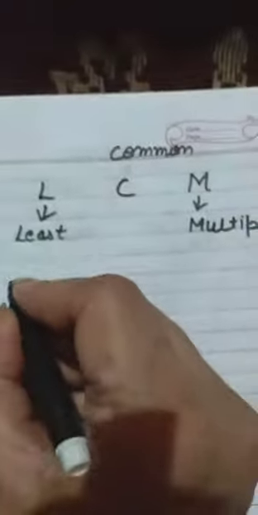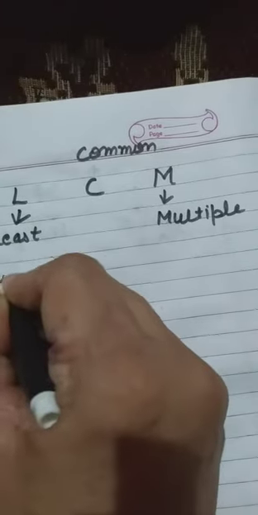L stands for least, C stands for common and M stands for multiple. Means to say least common multiple, or you can say lowest common multiple.